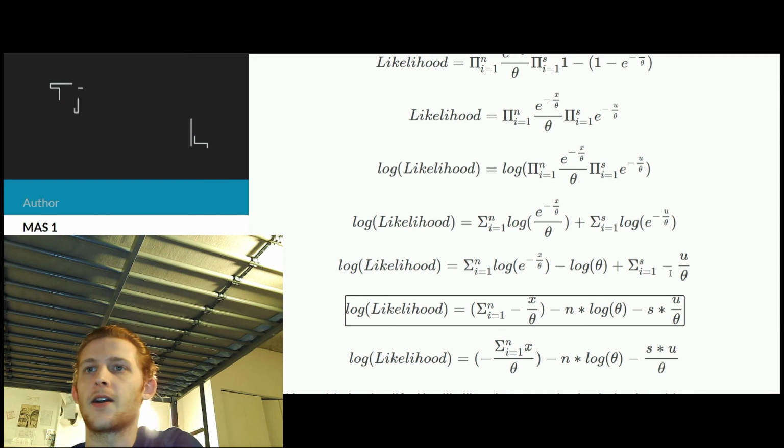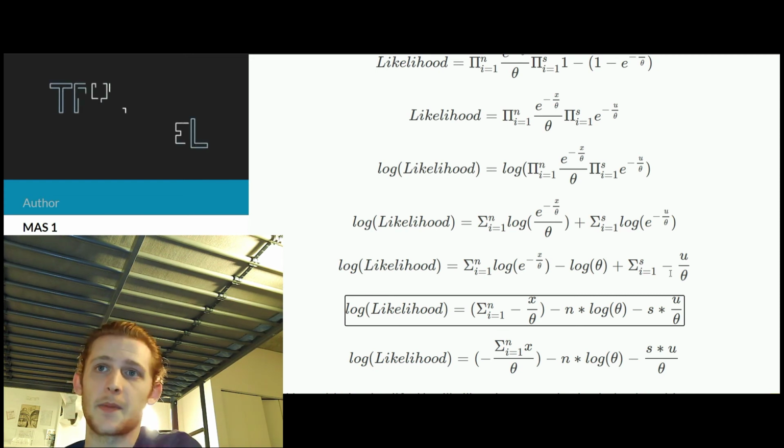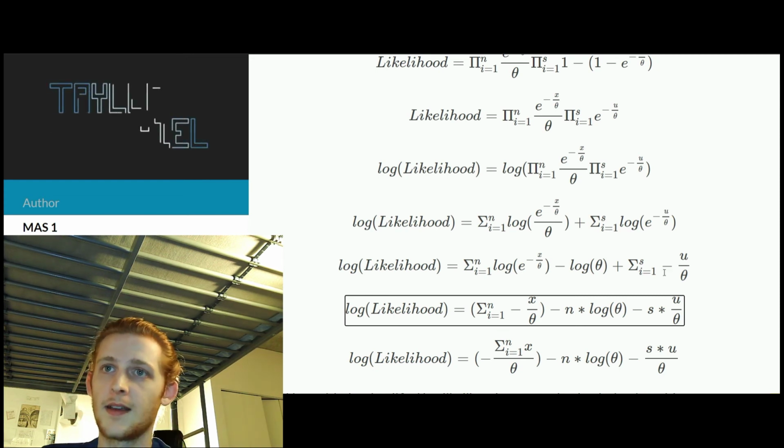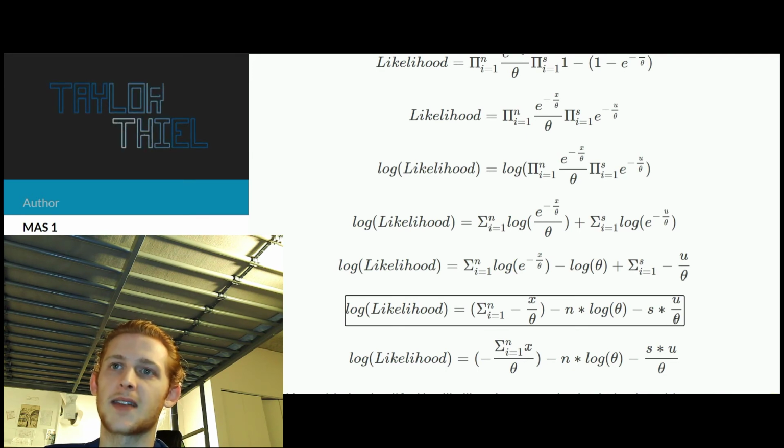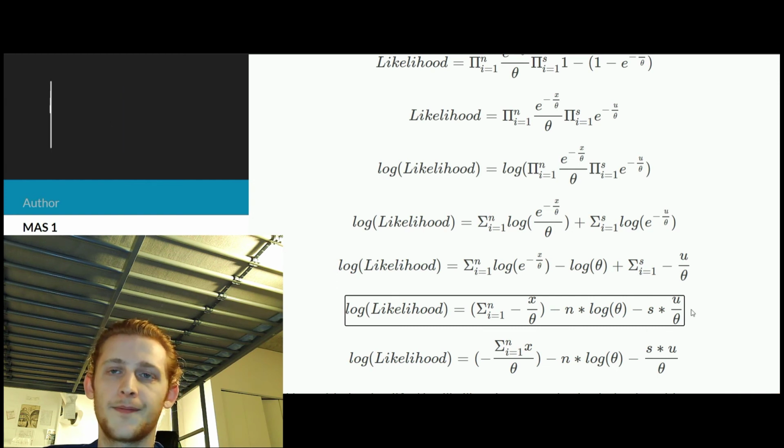And then finally on the right we get to do the exact same thing. So again we have a constant summed from i equals 1 to s, so we just do s times that constant. So here it's negative s times u over theta.